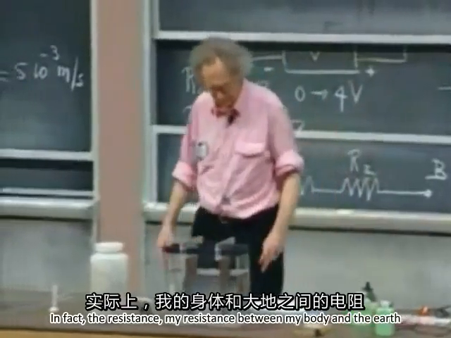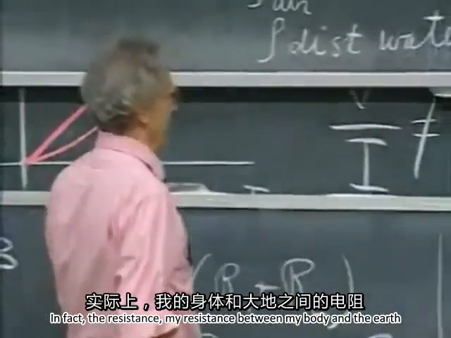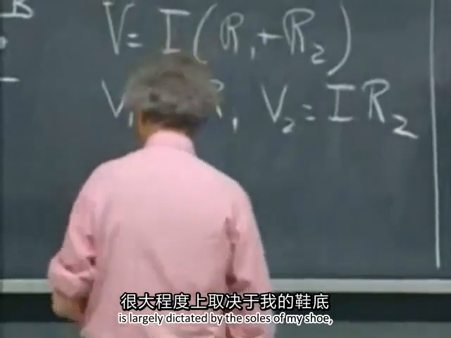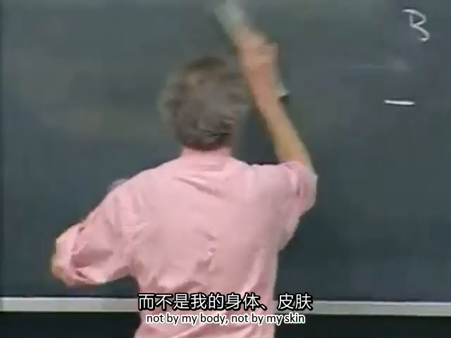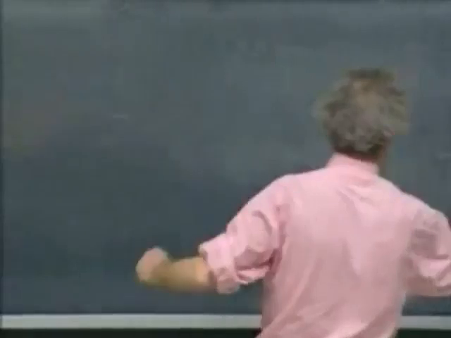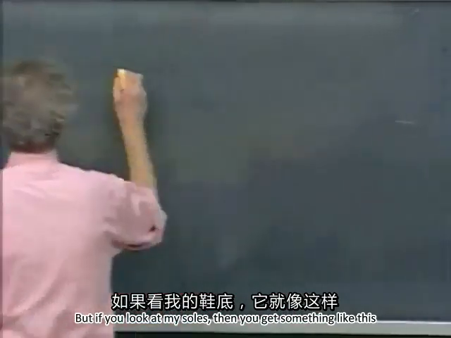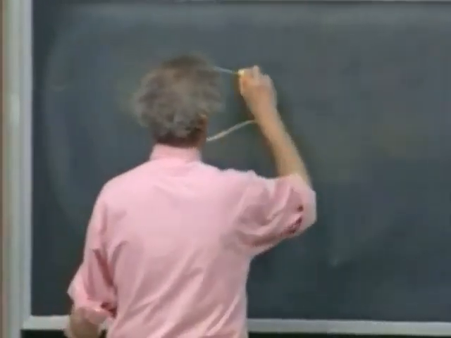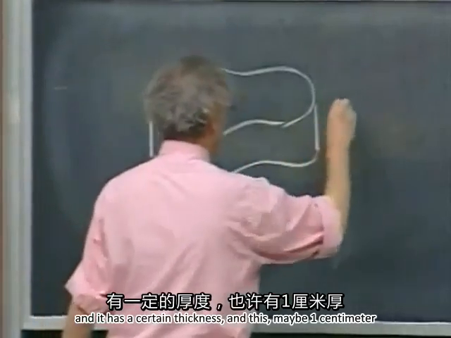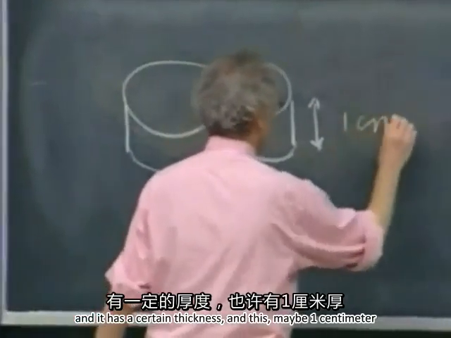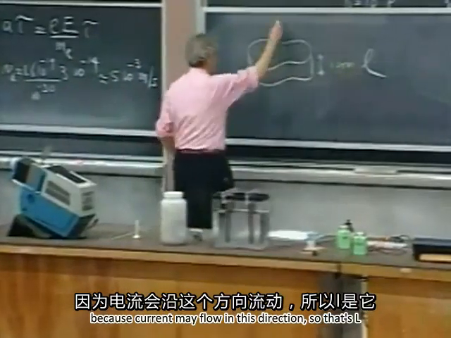to the earth. In fact, my resistance between my body and the earth is largely dictated by the soles of my shoe. Not by my body, not by my skin. But if you look at my soles, then you get something like this. And it has a certain thickness, maybe 1 centimeter. This now is L in my calculation for the resistance, because current may flow in this direction.